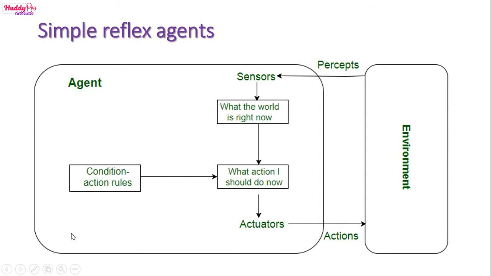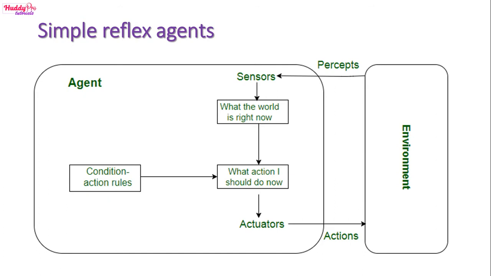Now, simple reflex agents ignore the rest of the percept history and act only on the basis of the current percept. They ignore the percept history. They are only dealing with the current percept. Percept history simply means the history of all that an agent has perceived till date. So the agent function is based on a condition action rule. What does this mean? The condition action rule is just a rule that maps a state, for example, a condition, to an action. If the condition is true, then the action is taken, else not.